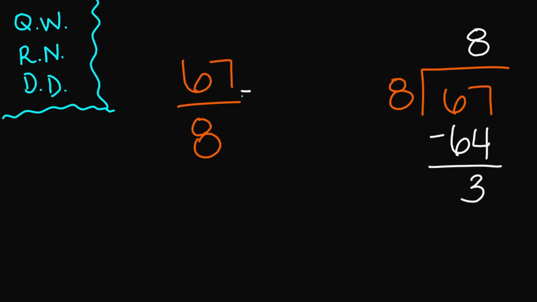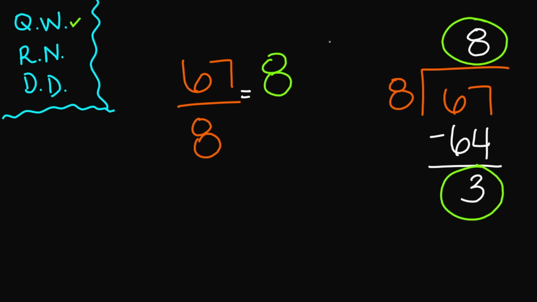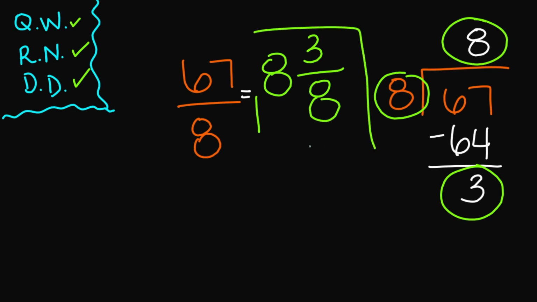So let's go ahead and set this up. We have our quotient, which is the whole number. The remainder is going to be your numerator. And then your divisor is going to be your denominator. And this is your final answer.